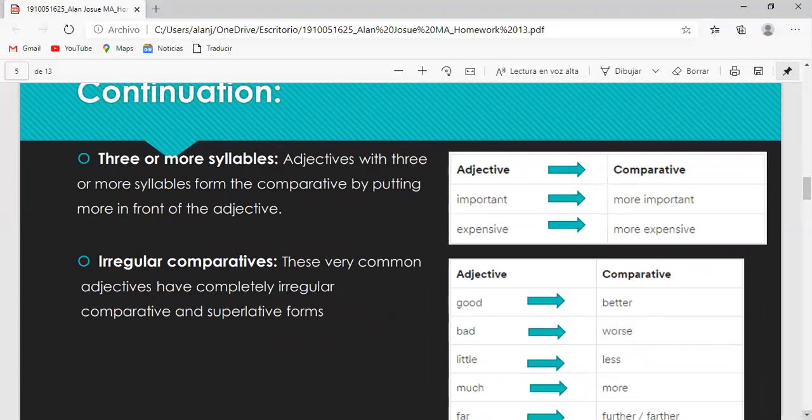For three or more syllables, adjectives with three or more syllables form the comparative by putting more in front of the adjective. For example, adjective important, comparative more important; expensive, more expensive. For irregular comparatives, these very common adjectives have completely irregular comparative and superlative forms. For example, adjective good, comparative better; bad, worse; little, less.